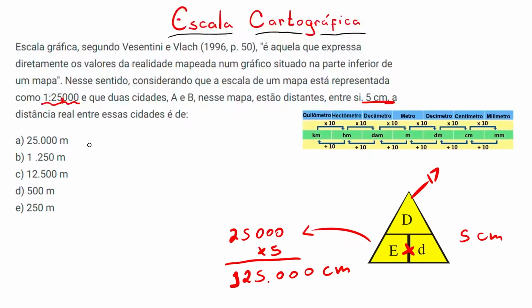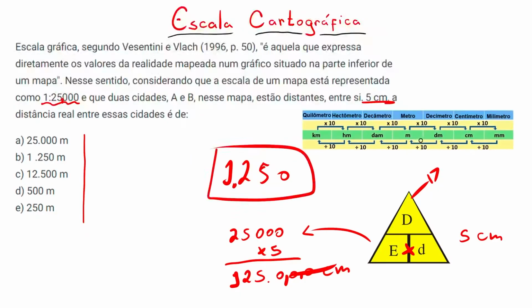But notice how the options here are given, right? In meters, okay? Remember what I said? Sometimes it's more common to ask in kilometers, but sometimes they ask in meters. So I need to know how to do that too. From centimeters to meters, there's a difference of 2 decimal places, right? So you just move the decimal point 2 places to the left. So 1, 2. So we end up with 1, 2, 5, 0. What number is this? 1,250. That's in meters, right? So the actual distance between city A and B is 1,250 meters, okay?